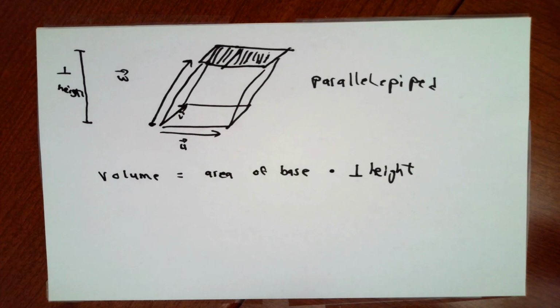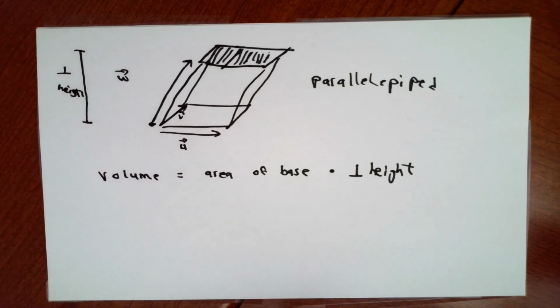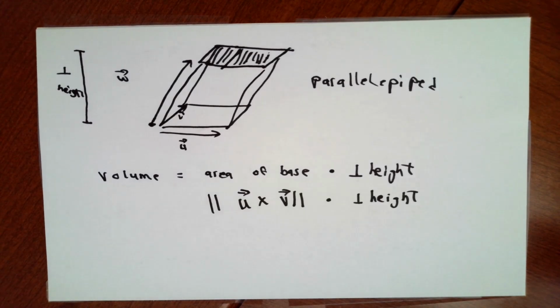The volume, just like before, is the area of the base times the perpendicular height. The base is a parallelogram formed by vectors u and v, and we just saw a moment ago how to calculate the area of such a thing. If we can figure out what the perpendicular height is, we'll be ready to calculate things.